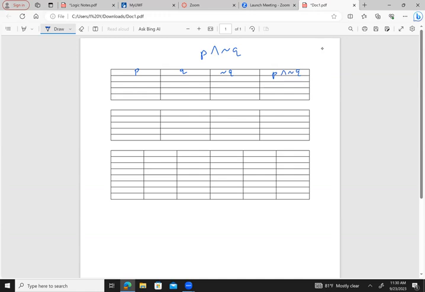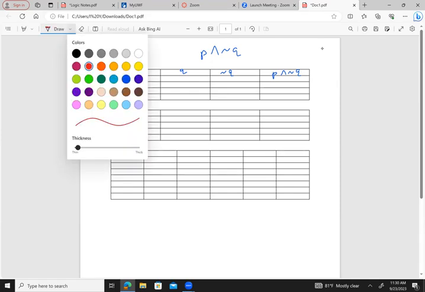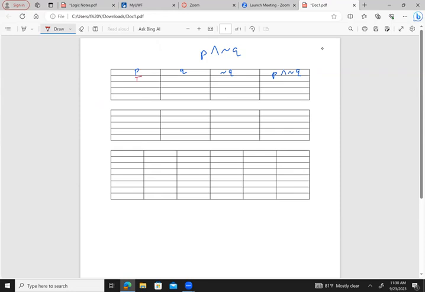So how does this work? Well, start with P. P can be true, true, false, false. So when P is true, Q can be true or false. And when it's false, Q can be true or false. So now not Q. If Q is true, not Q is false. If Q is false, not Q is true. And then false again and true again.